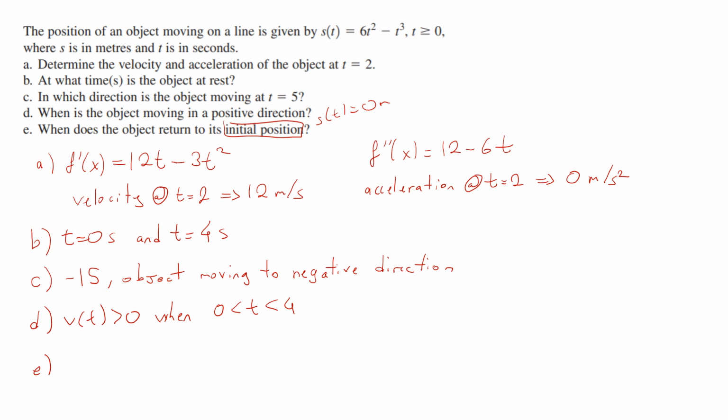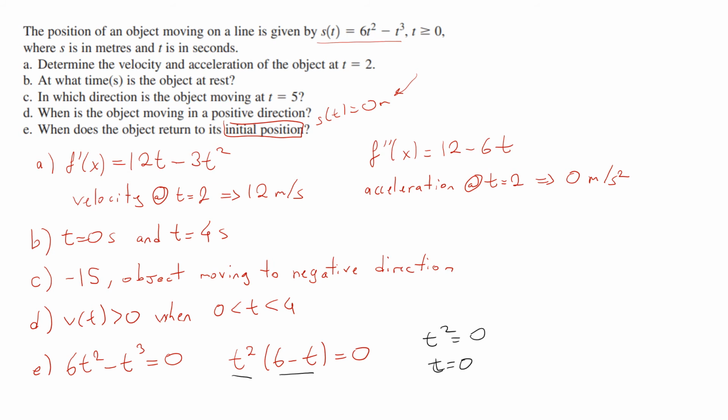But what I can do is I already have the function for the position, which I can set equal to 0. If I do that, I'm going to get 6t squared minus t cubed equaling 0. Now I can take t squared out of the function. From here I can separate it into 2, saying t squared equals 0. When you take the root of each side to leave the t alone, I will get t equaling 0, which I expected. So when t equals 0 seconds, it's at 0 meters.